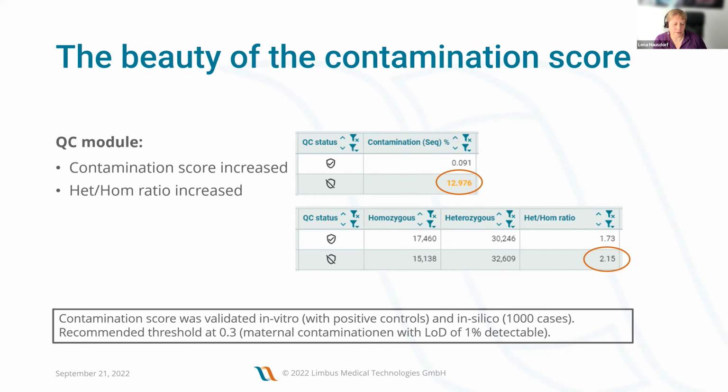And we can now recommend a threshold of 0.3, and with that we are able to detect maternal contamination in prenatal samples with a limit of detection of 1%. Detecting maternal contamination in a prenatal sample is a lot more difficult than just detecting contamination of one sample with an unrelated other sample. So of course you can detect this also.